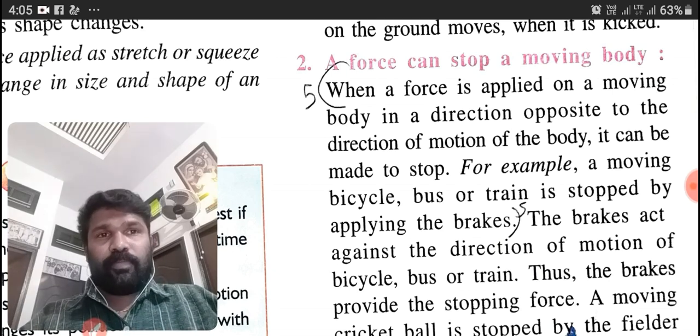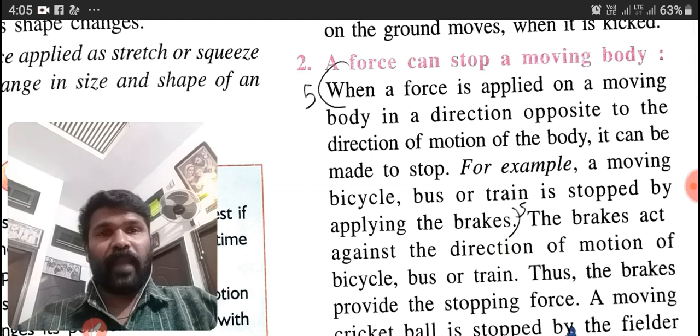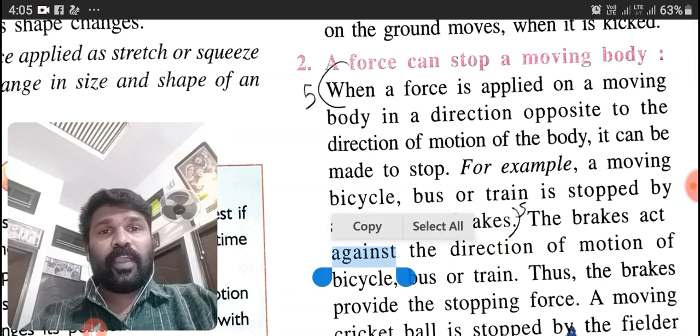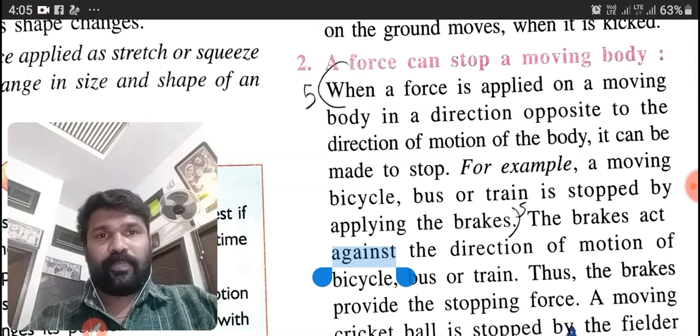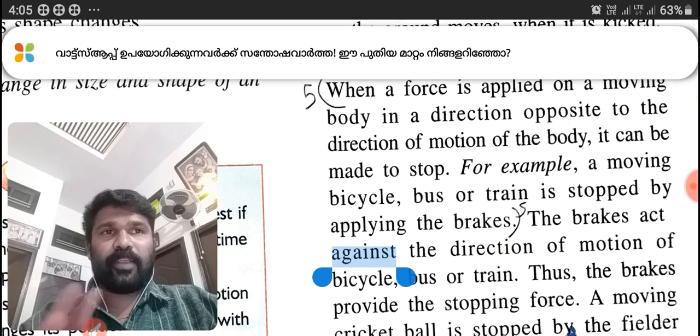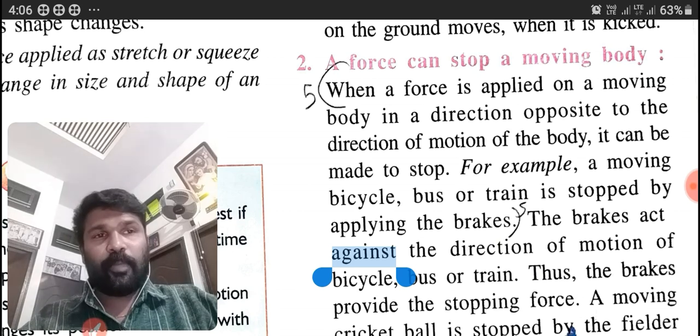We can stop the moving bicycle by applying the brake. That is a familiar example for us. In the same way, a bus or train can also stop when a brake is applied. Okay, students, the brakes act against the direction of motion of the bicycle, bus or train.